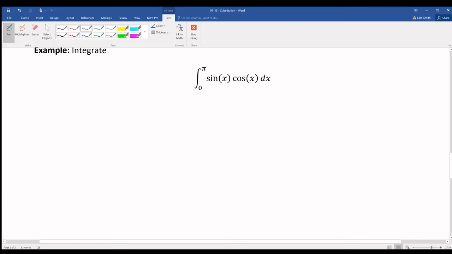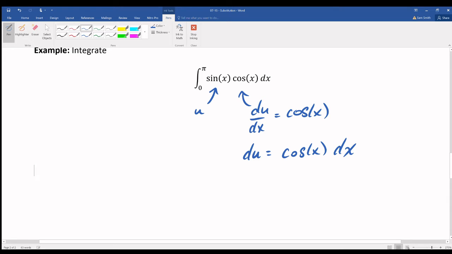I think the one that stands out to me is that we have sine of x appearing in this expression, and right next to it we have cosine of x, which is the derivative of sine. So if I think of sine of x as equaling u, and I think of cosine of x as equaling du dx, then I can think of du as cosine of x times dx.